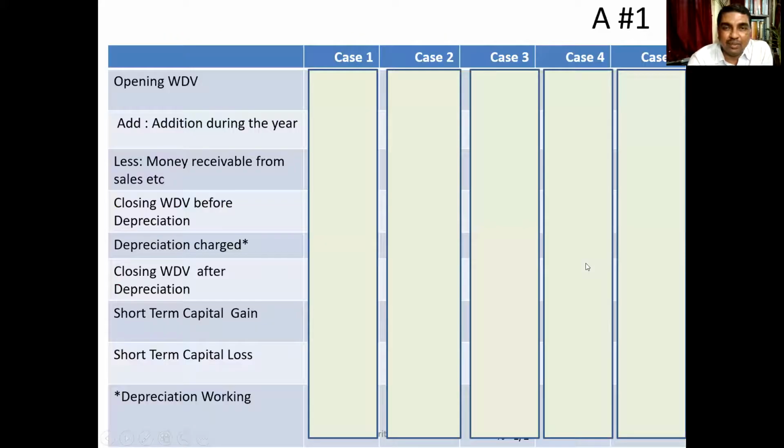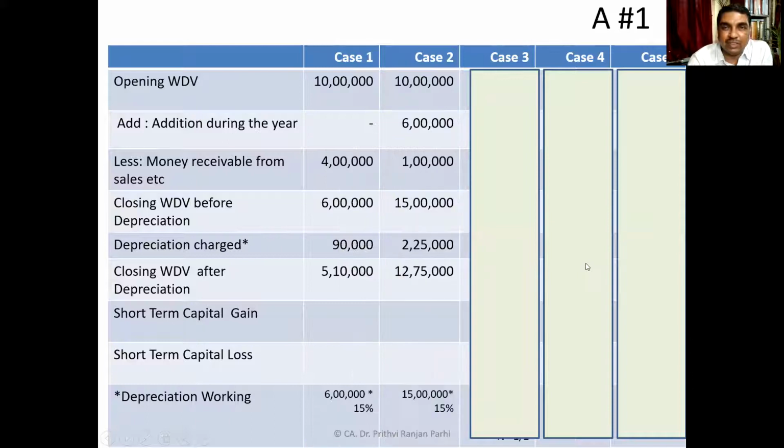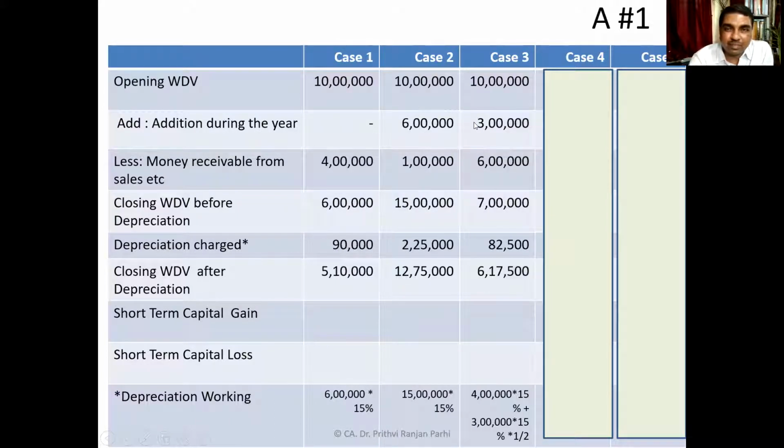Now let us see what the solution to case 3 is. Opening WDV is the same 10 lakh rupees. Addition is 3 lakh rupees, given to you in the question. And also this addition is for less than 180 days.